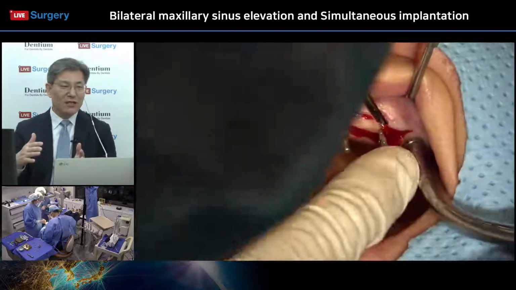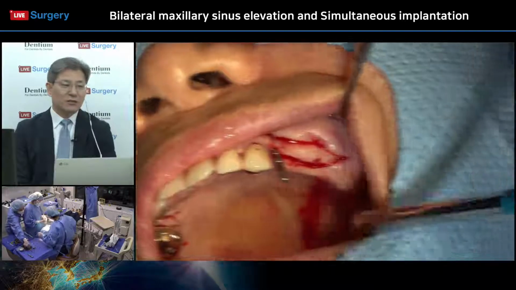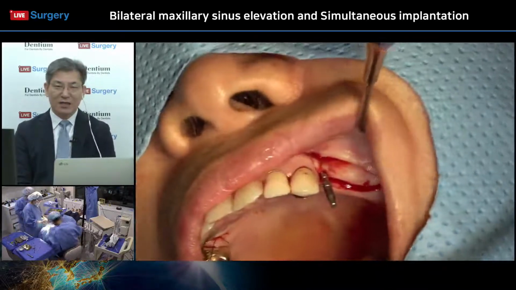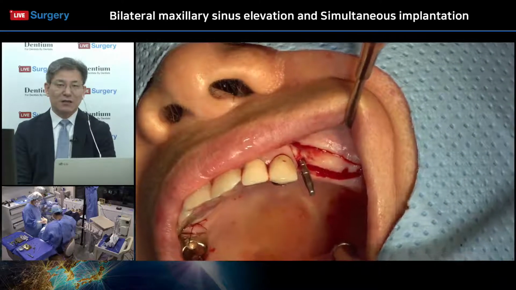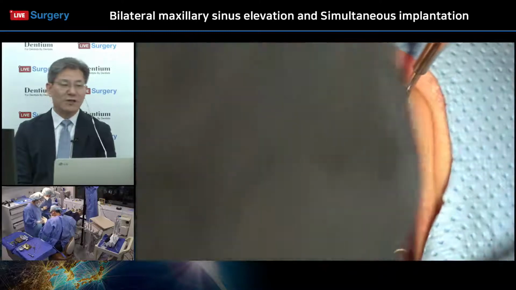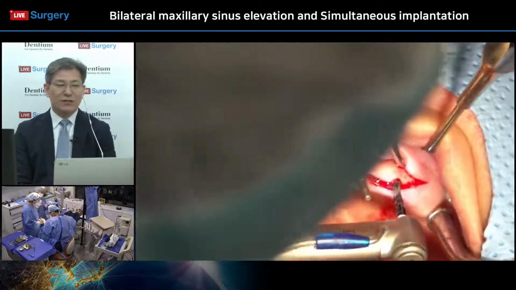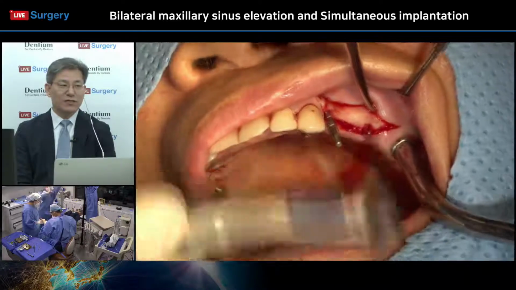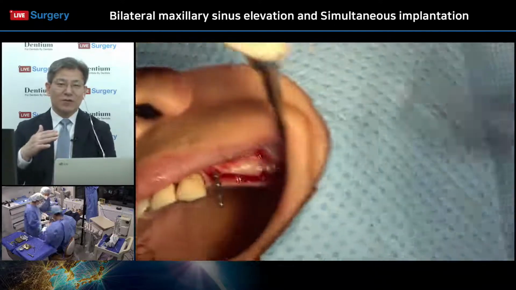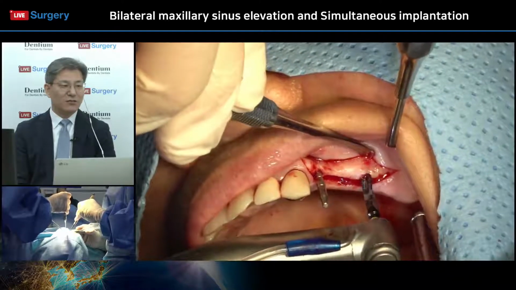And when you do a ridge split, you have to make a vertical channel. But in today's surgery, Dr. Chung is trying ridge spreading instead of ridge split, because this ridge is so narrow, under 4 millimeters, so it is somewhat dangerous if you choose the ridge split procedure. Maybe the radial bone plate is broken out. So Dr. Chung is trying ridge spreading.